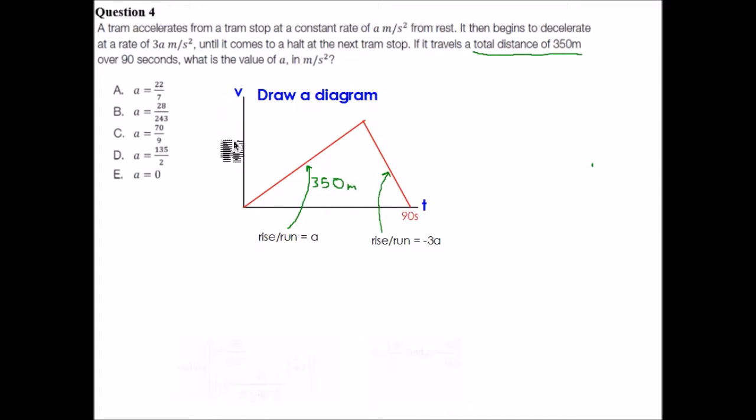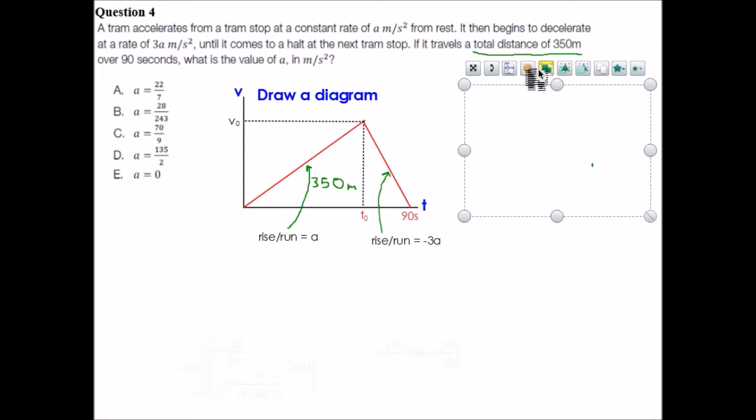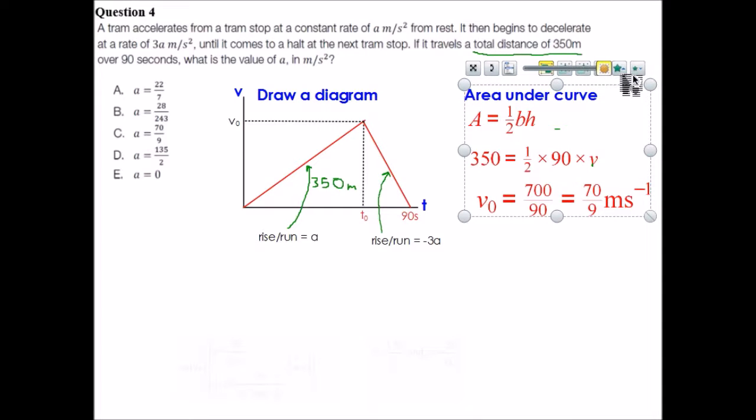And one thing we notice is the shape we've produced is a triangle. So being a triangle, we have a height. Now the height of the triangle is aligned with some point in time t0 and another height of v0. So that's going to become important very soon. The first thing we have to understand is that we've got a triangle, and the area of a triangle is the same as the area under the curve. So we can use the area of a triangle rule, half base times height.